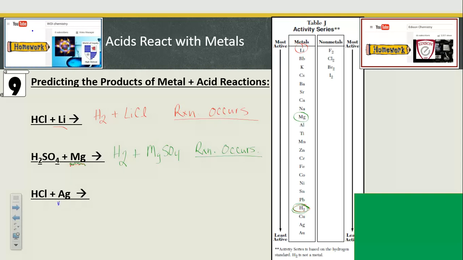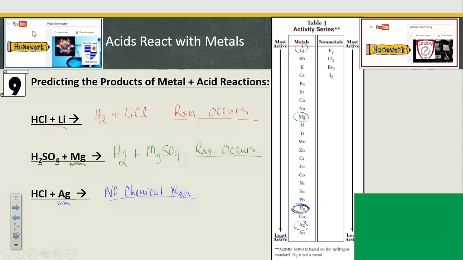Last color, Ag and HCl. Ag is here. HCl, being an acid, would be there. So Ag is less active. So we would see no chemical reaction occur, because that metal is not active enough to react with an acid.